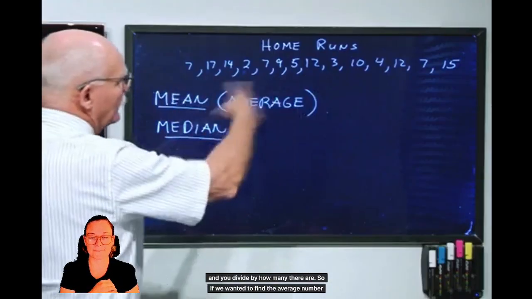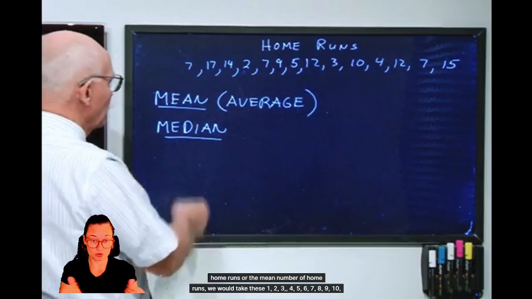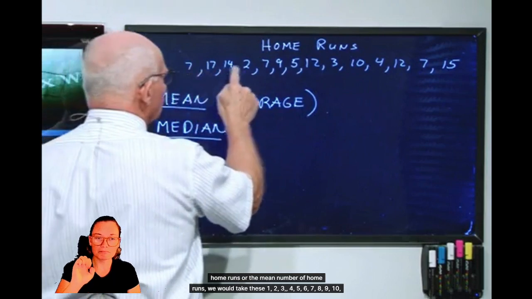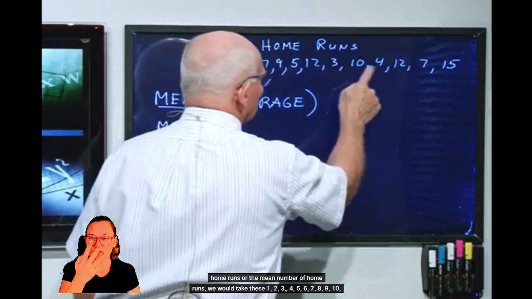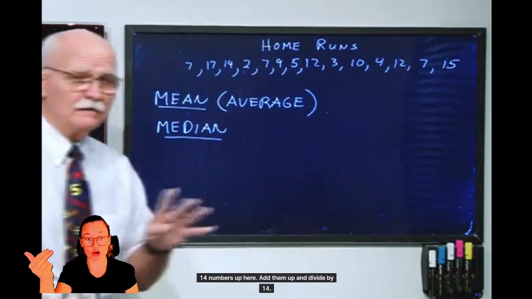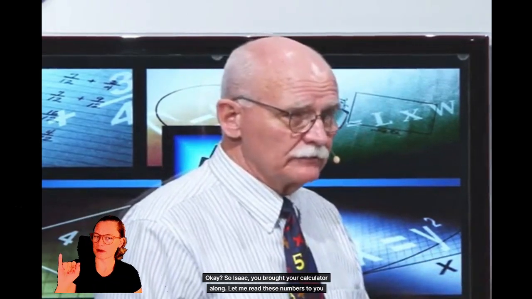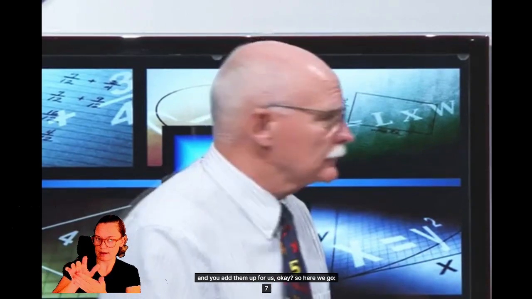So if we wanted to find the average number of home runs, or the mean number of home runs, we would take these 1, 2, 3, 4, 5, 6, 7, 8, 9, 10, 11, 12, 13, 14 numbers up here, add them up and divide by 14, okay? So, Isaac, you brought your calculator along. Let me read these numbers to you, and you add them up for us, okay?